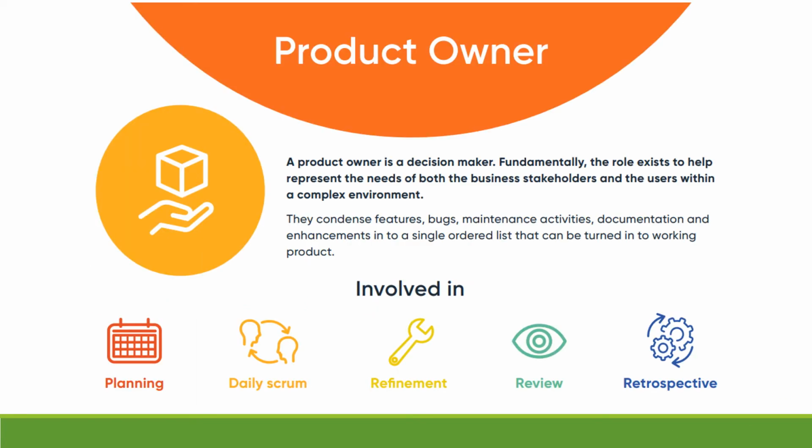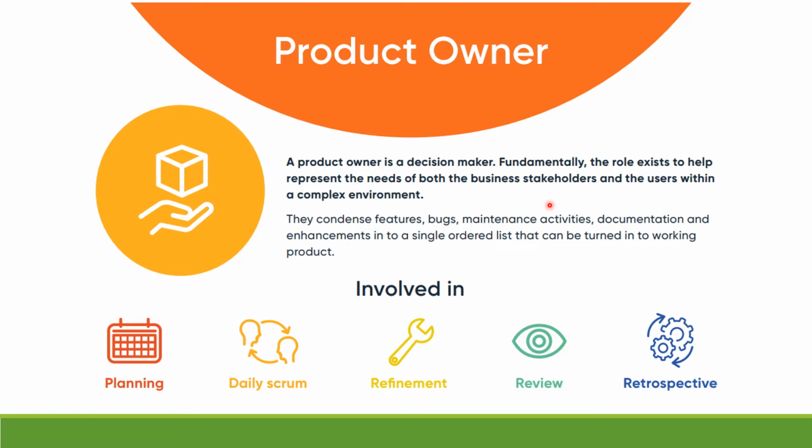So we need to understand who the product owner is. I already talked to you in one of the videos in detail about Scrum. We talked about the role of the product owner, right? The product owner is a decision maker on the products. Fundamentally, the role exists to help represent the needs of both business stakeholders and the users within the complex environment, right? The contents, features, bugs, maintenance activities, documentation, and enhancements in a single ordered list that can be turned into a working product.